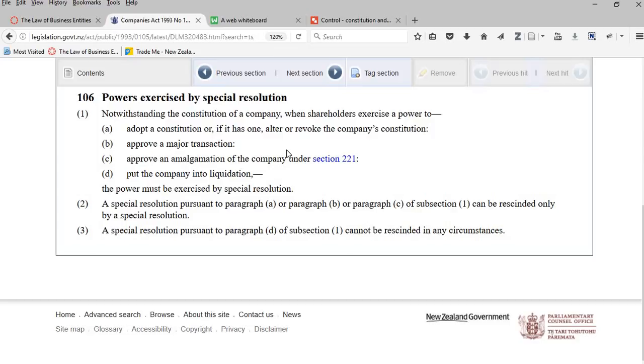Now, just a note here, we're looking through several of these which require special resolutions and activate buyout rights. These are the only ones that activate buyout rights. So simply voting against other resolutions is not going to activate that right for a shareholder. They're just going to be unhappy that they've been voted over the top of. Now, in here you'll see the company, when approving a major transaction, must do so by special resolution.